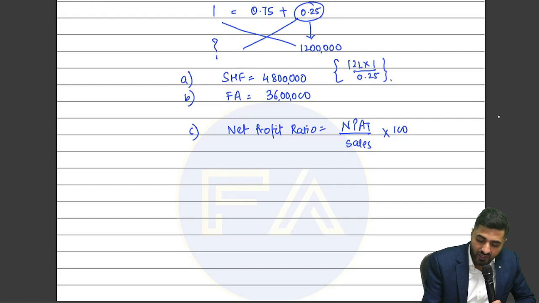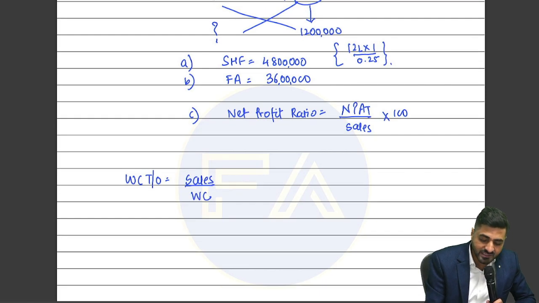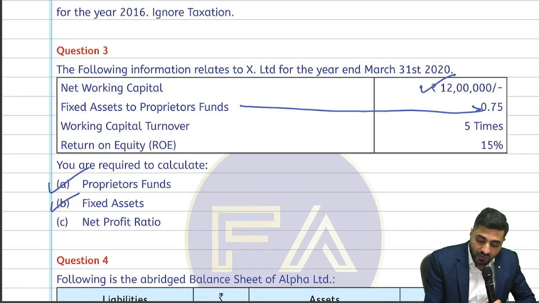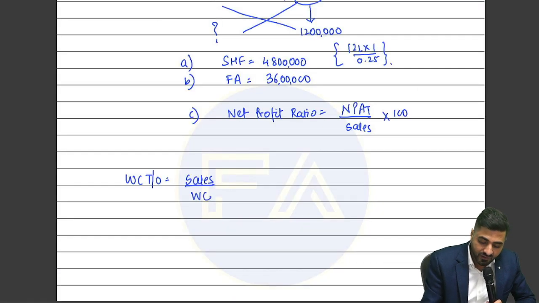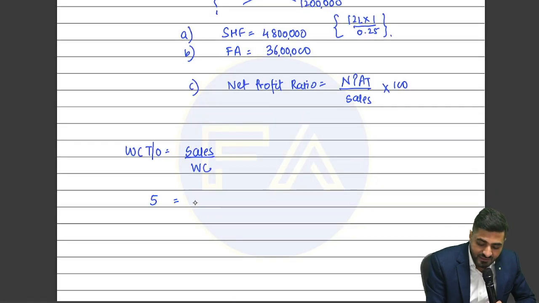Okay, everyone please tell me the formula for the working capital turnover ratio. Sales by working capital. What is the turnover ratio, guys? Turnover 5. Do I have the amount of sales? Do I have the amount of working capital? Yes. Can I get my sales? I have this as my amount of sales.